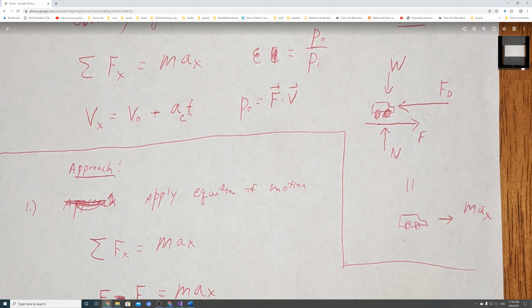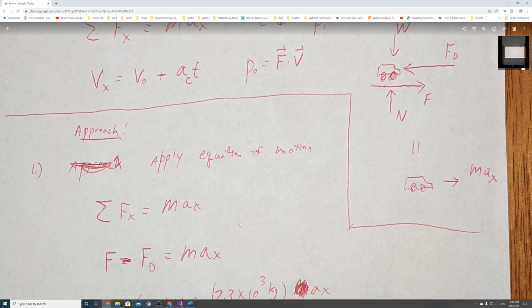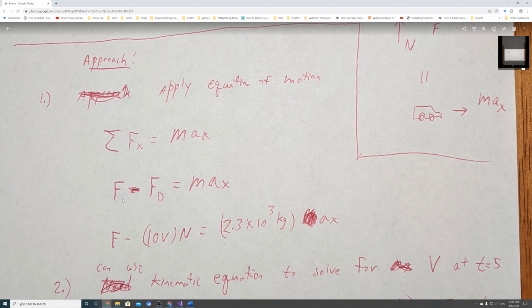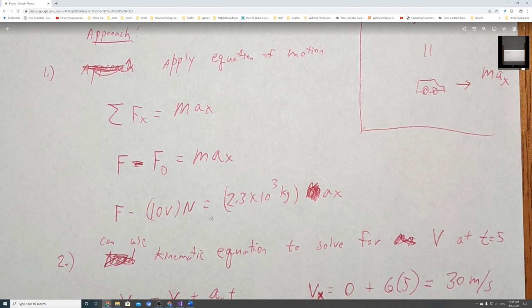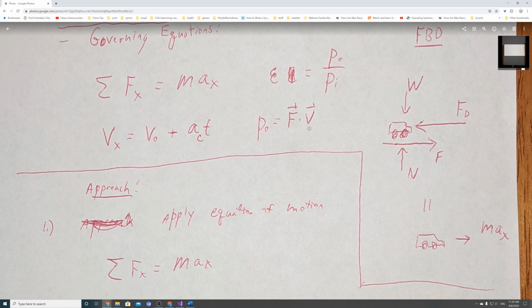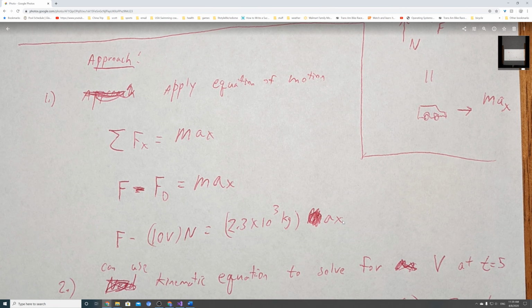So here's our free body diagram and our kinetic diagram. We apply the equation of motion: the summation of the forces in the x direction equals the mass times the acceleration in x. In the x direction, we have the force of the engine pushing the car forward and the force of drag against it, and that equals the mass times acceleration in that direction. We just substitute in for our force and our mass. We actually do know the acceleration: it's the 6 meters per second squared, although I didn't put it in here, I'll put it in later.